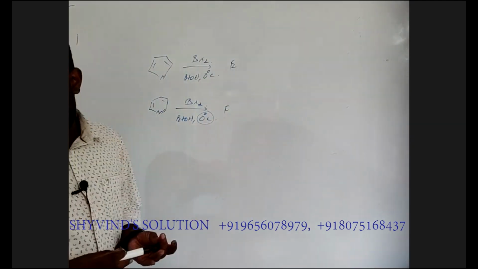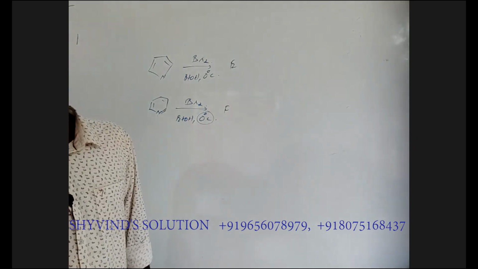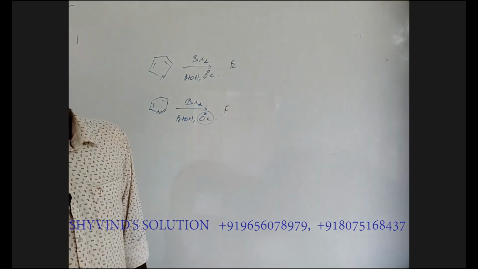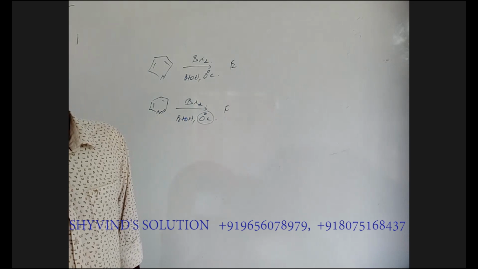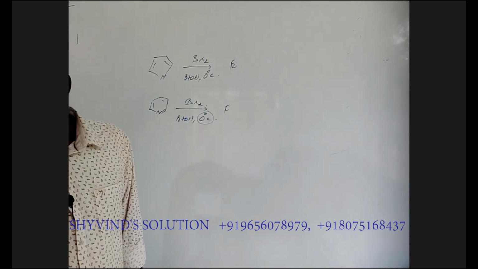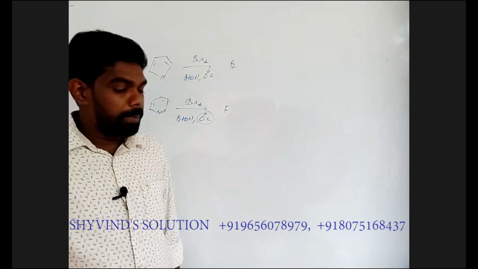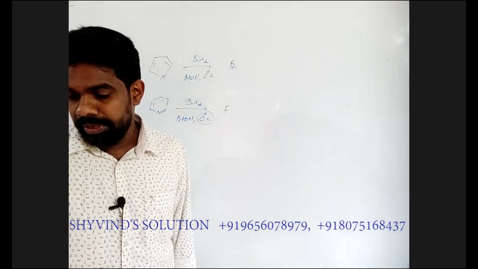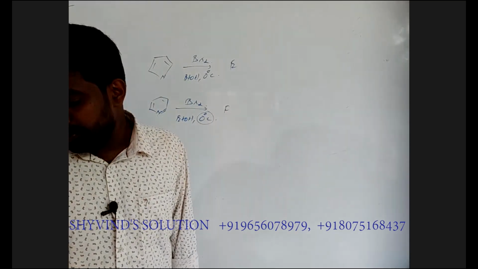You can see the options are very easy. Only one option has bromine at the 4 carbons in the pyrrole. So option D, the fourth option, is the correct answer.